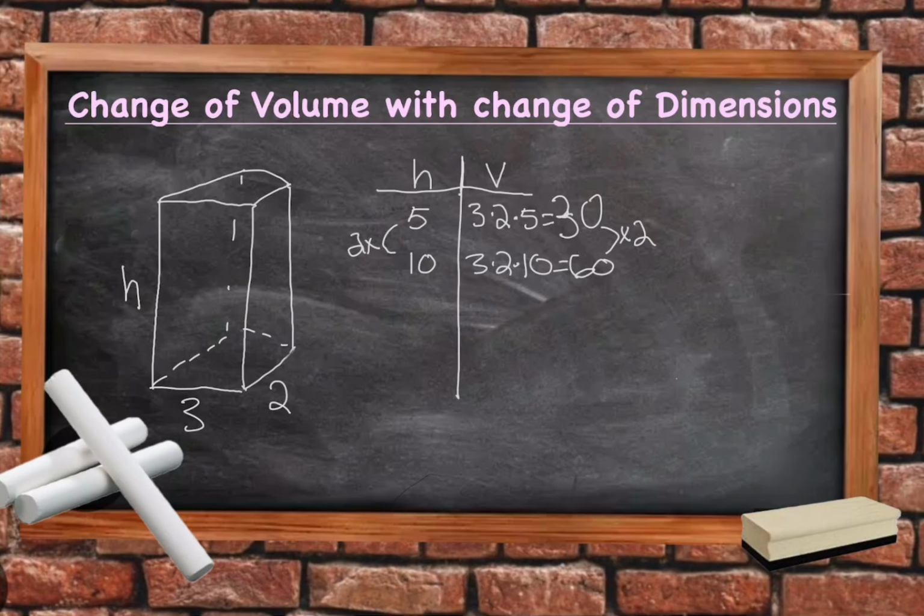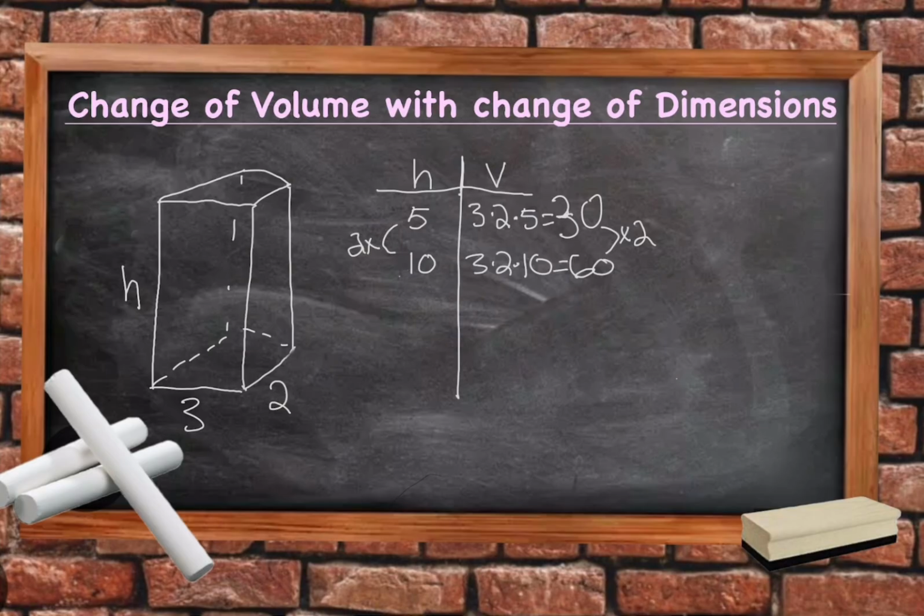Or we could think of it in a different way. For example, the height was 10. If we halved it or divided it by 2, we would get 5. And if the original volume was 60, not 30, and we halved 60 or divided by 2, it would be 30. That's interesting. Let's do it one more time.